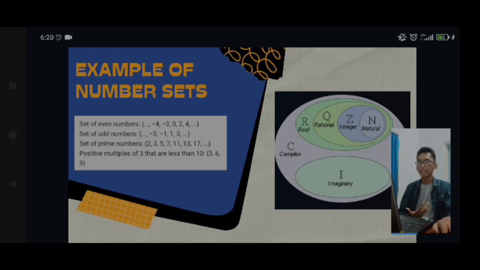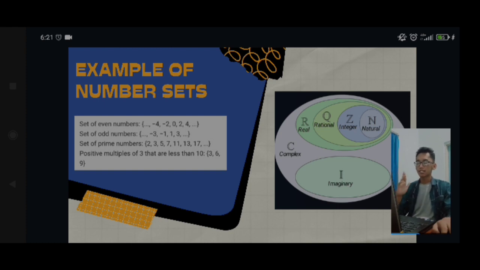For example, pi, Euler's number. Those numbers just go on, the digits behind the comma go on until infinity. That's why they cannot be defined by a over b, and that's why they are called irrational numbers, but they are still part of real numbers. The next is imaginary numbers.